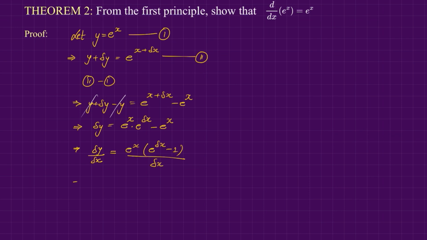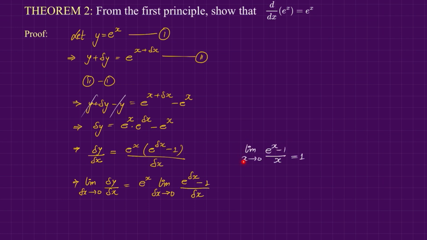Okay, now I will take the limit on both sides where delta x tends to 0. On the right hand side, e to the power x is like a constant, because I am taking the limit where delta x tends to 0. So delta x you should treat as variable, and e to the power x you can treat as constant. So e to the power x will come in front of the limit, so it will be e to the power x, limit delta x tends to 0, e to the power delta x minus 1 over delta x.